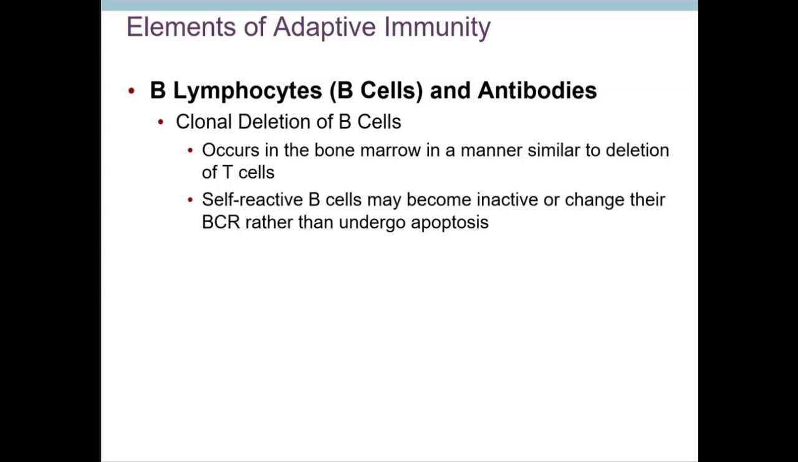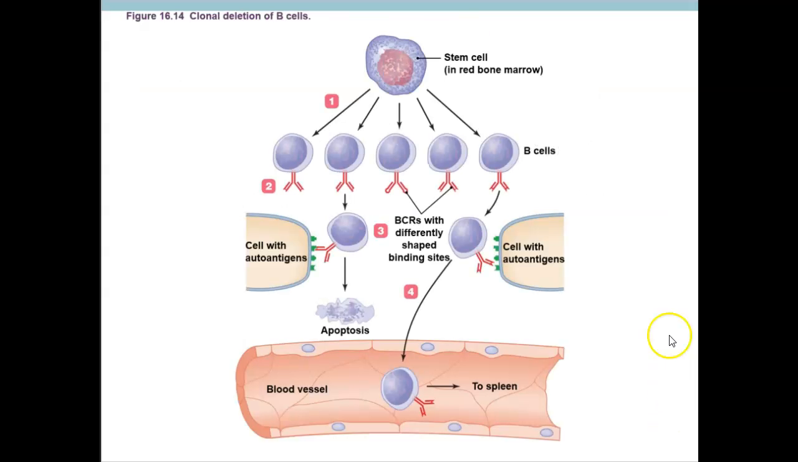The B cells that are self-reactive either get inactivated or they change their B cell receptor. Sometimes they can do that, but then they have to still go through this screening process again. But they do that rather than go through apoptosis. So a lot of them do go through apoptosis, but a few of them do have these other options. This is, again, just like with the T cells, to prevent your body from producing antibodies against your own normal cell components.